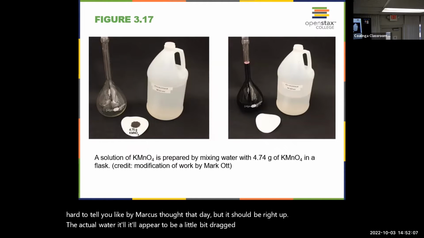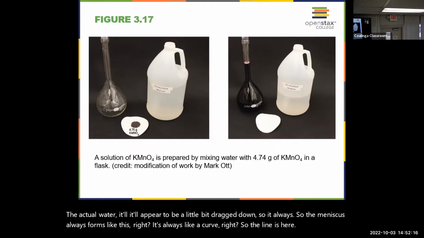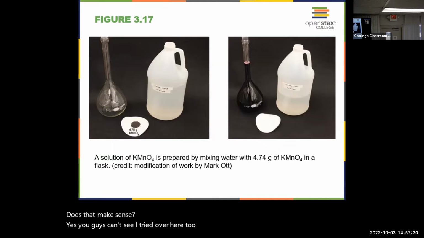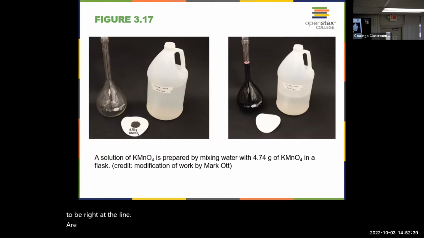Yeah. So the meniscus always forms like this, right? It's always like a curve, right? Your meniscus should be right at that line. Not above the line, right at the line. Does that make sense? Yes, Dr. Henry. Excuse us, you guys can't see. I'll draw it over here too. So here's the line, and so your meniscus has to be right at the line. Okay. Right there. Exactly.